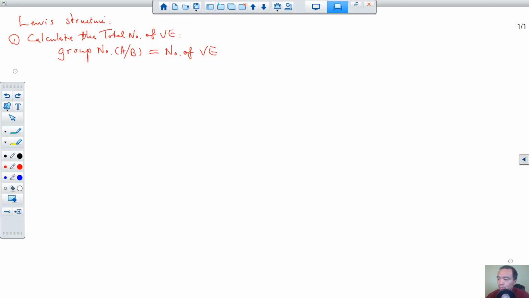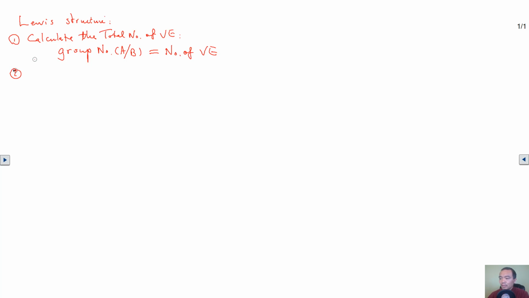Step 2. Step 2, you want to connect outer atoms, or sometimes it's called peripheral atoms, with the center atom using a single bond. You might be wondering, if I give you a formula, which one is going to be the outer atom, which one is going to be the center atom? It turns out it's actually quite straightforward.